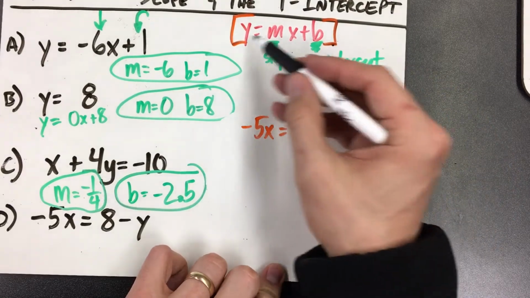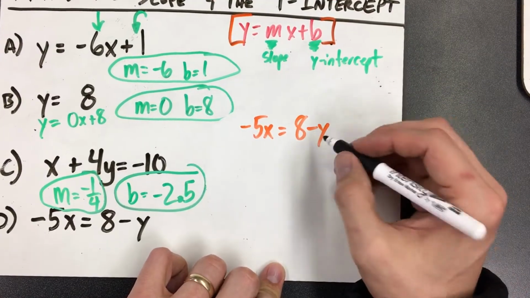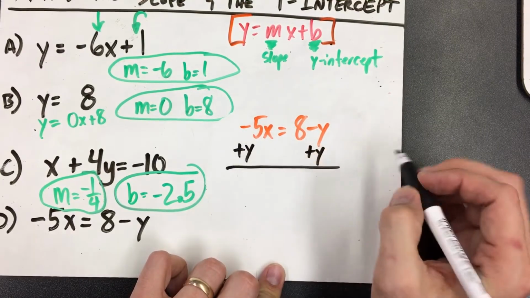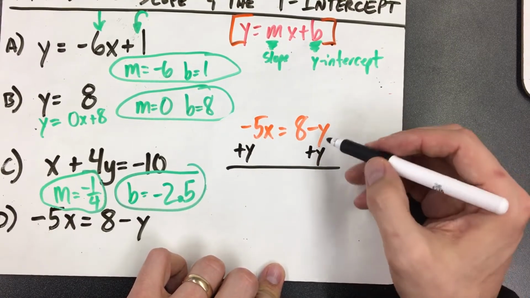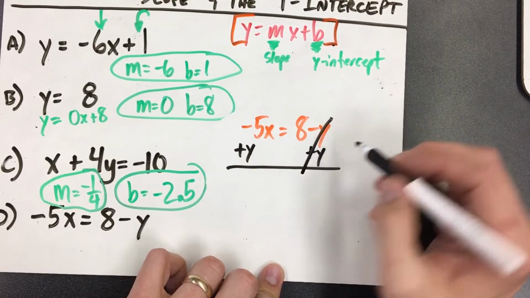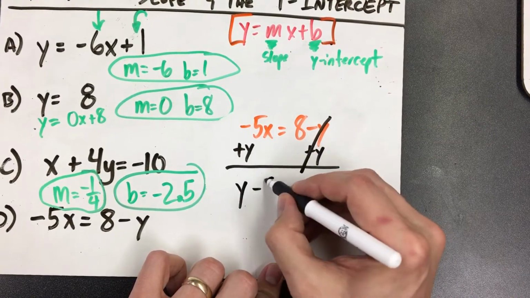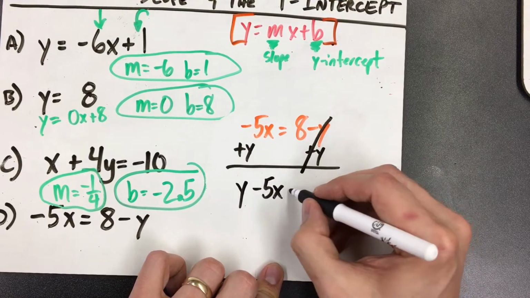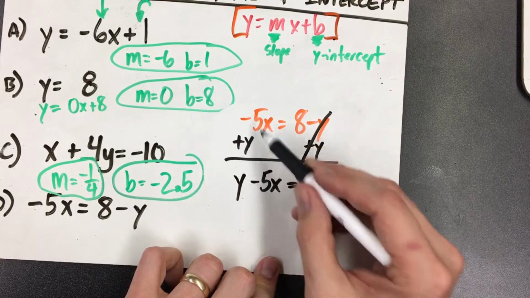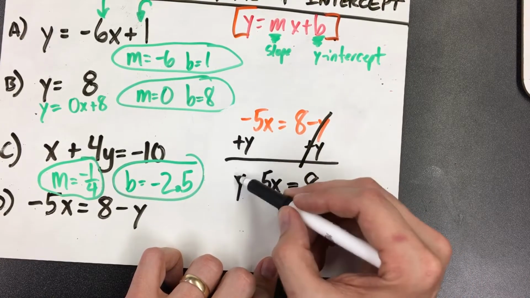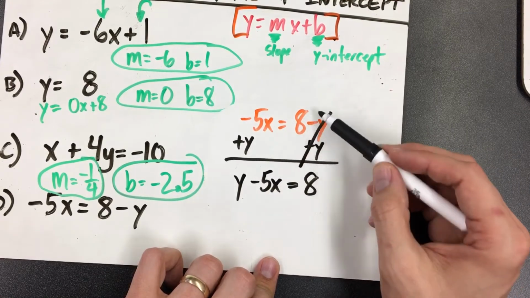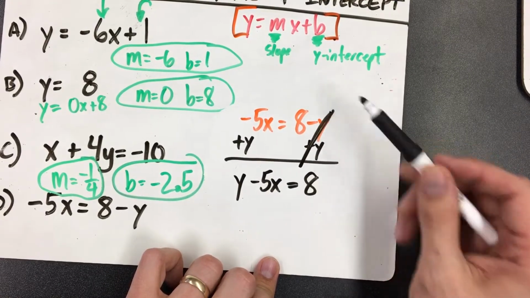I kind of like having the y on the left instead of having the letter y on the right. So I'm actually going to do adding y on both sides. This is kind of weird. You've never really seen me do this before. Normally you would do -8 on both sides. That would work as well. But I kind of like having the letter y on the left-hand side, because look what you get. Y minus 5x, right? I didn't put a plus on here because if it's just a y, it's the same thing as being positive. Minus 5x equals 8, because negative y and positive y cancel each other out.